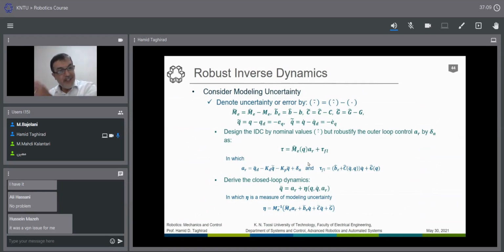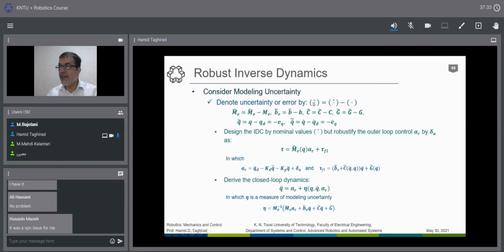It says we are using the inverse dynamics, or the computed torque method, as the basis, and we are just robustifying that. We are just adding something to it. You will see that. Denote the uncertainty or error by tilde, by the tilde notation.